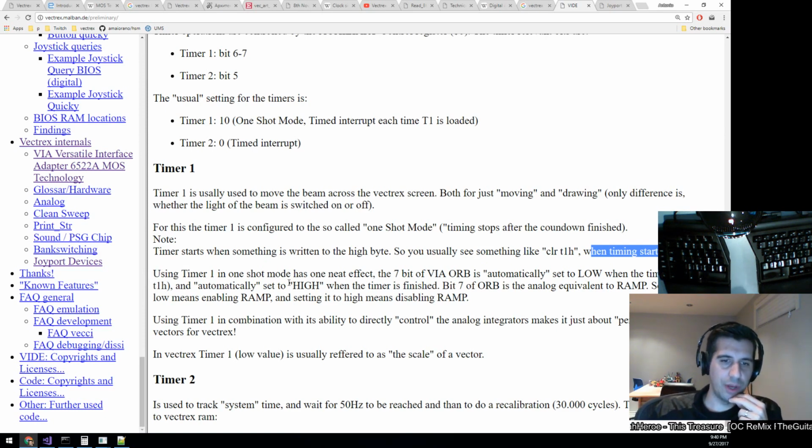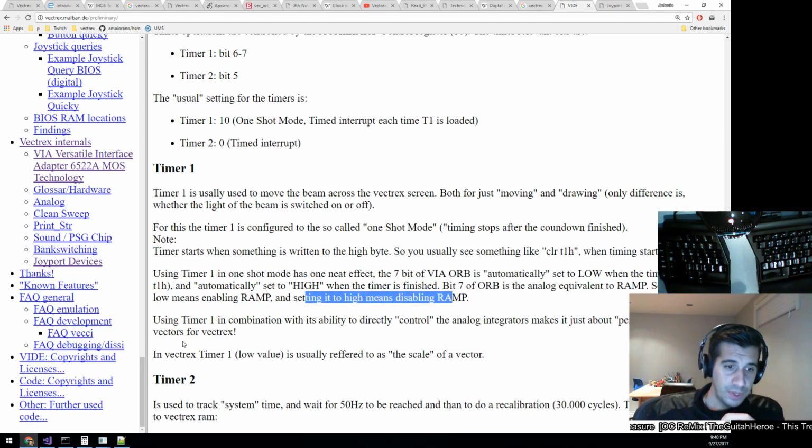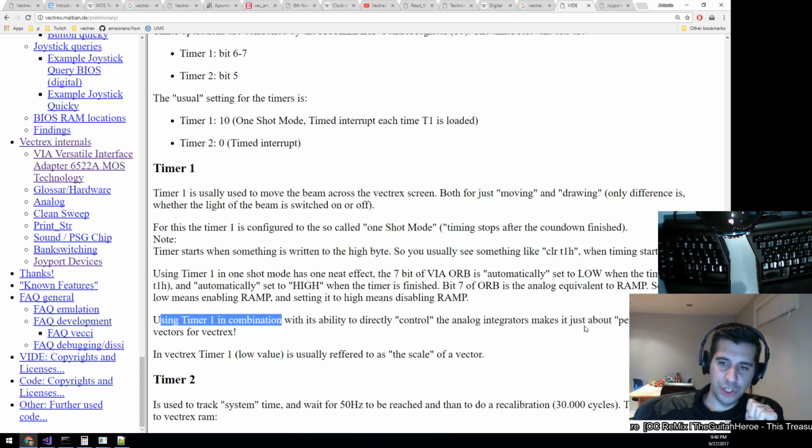Using timer 1 in one-shot mode has one neat effect. Bit 7 of VIA ORB is automatically set to low when the timer starts, and automatically set to high when the timer is finished. So that's the whole point of it. Bit 7 of ORB is the analog equivalent to ramp. Setting PB7 to low means enabling ramp, and setting it to high means disabling. So using timer 1 in combination with its ability to directly control the analog integrators makes it just about perfect to draw vectors for Vectrex. In Vectrex, timer 1 low value is usually referred to as the scale of a vector.